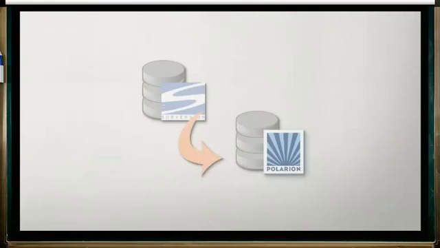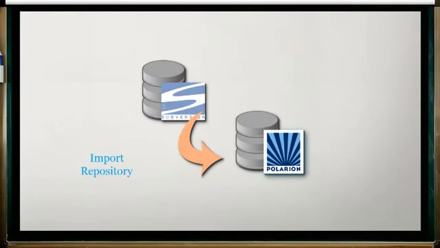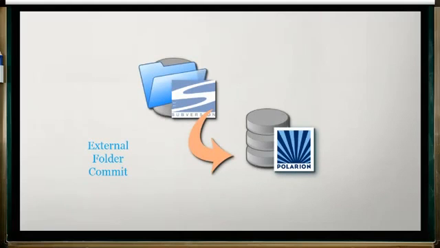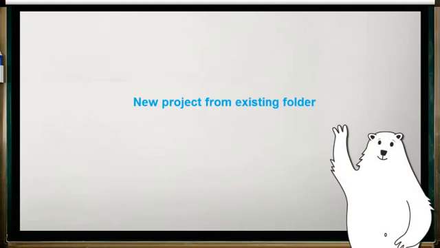Sometimes people need to import an existing Subversion repository containing folders that they want to manage as Polarion projects. Or possibly someone will remotely commit a folder created externally which should now be managed as a project. Either way, it's pretty simple to start a new project around some existing repository folder. Let's see how that's done.